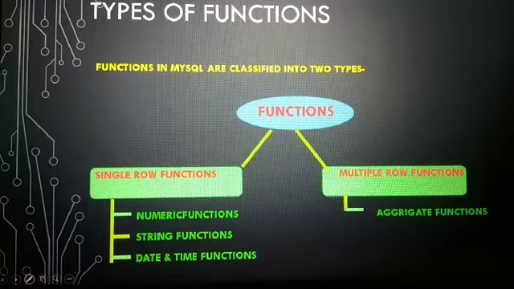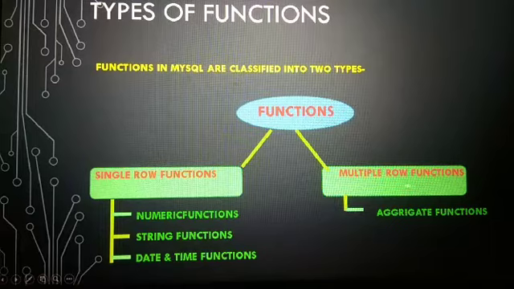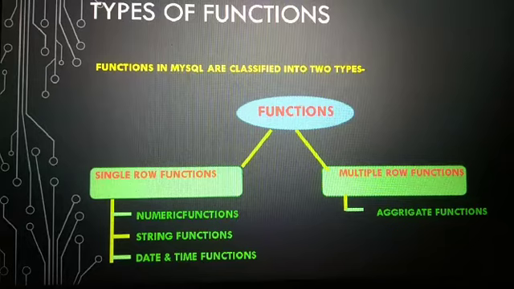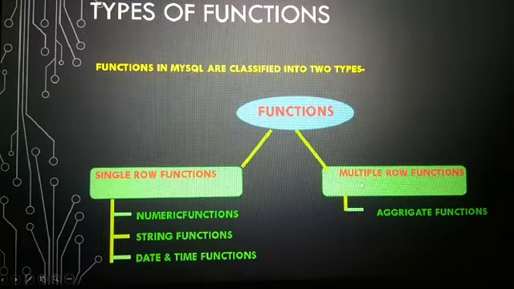Now we will see types of functions. Functions in MySQL are classified into two types: single row functions and multiple row functions. First we will see what is a single row function. Single row functions operate on a single value to return a single value. They can accept one or more arguments but return only one result per row. Is it clear?